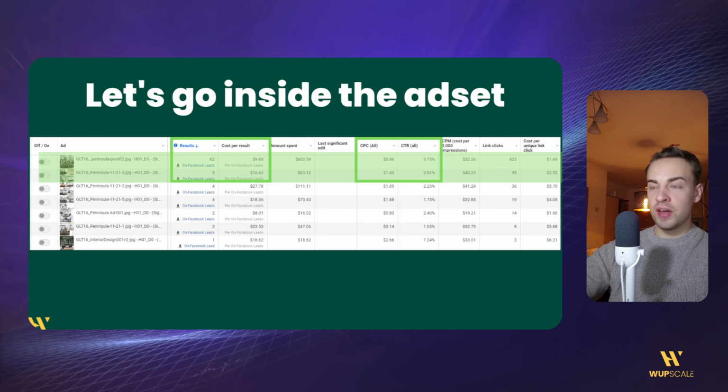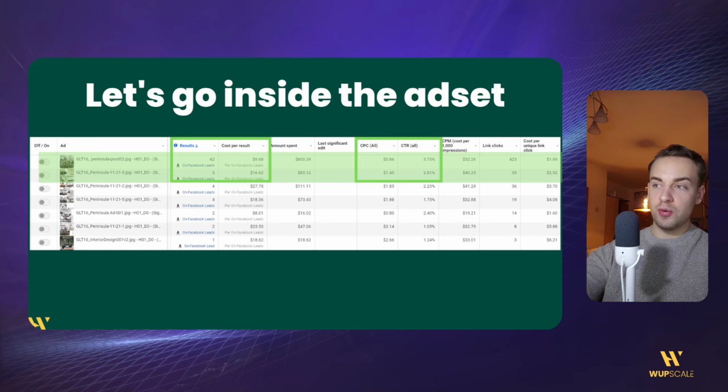So this is a great system to spot winners early and then utilize them to create more winners and then scale your ad sets. If we head inside the winning ad set, we are going to see 2 ads that are obviously the winners. They have the most leads, the best cost per lead, and also the cheapest cost per click and the highest CTRs. The cost per unique link click was also quite nice on these ads. So looking at the numbers, it's obvious which ones were the winners.